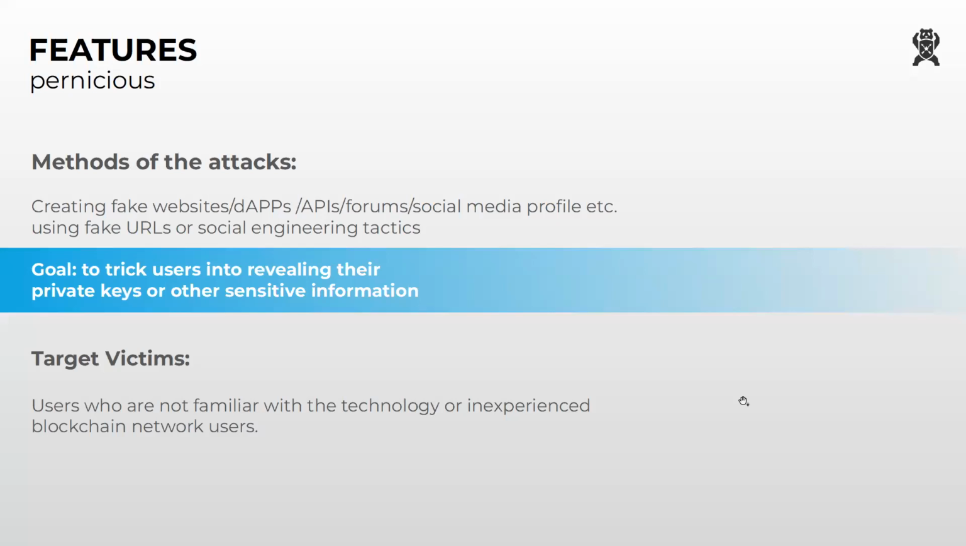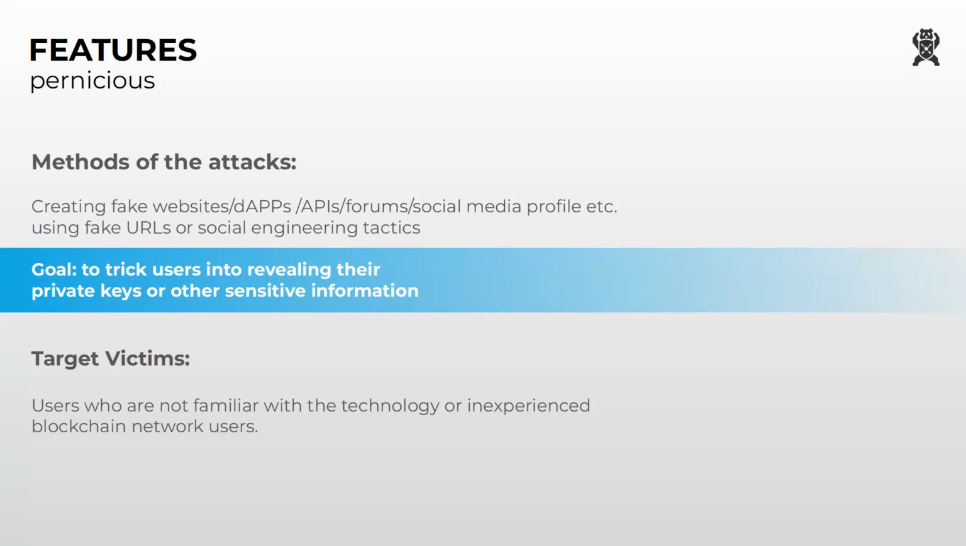Let's take a quick look at the features of phishing attacks first. Compared to other cyber attacks like ransomware and DDoS, the impact and the method of phishing are a bit pernicious, because attackers just create fake websites and send different emails to employees, trying to trick users into revealing information.